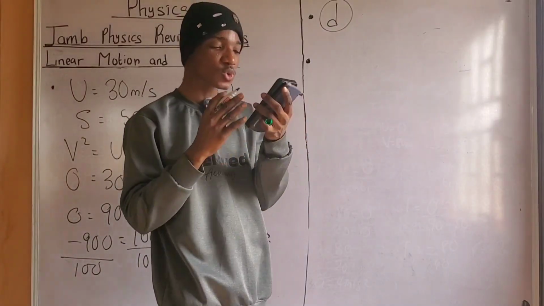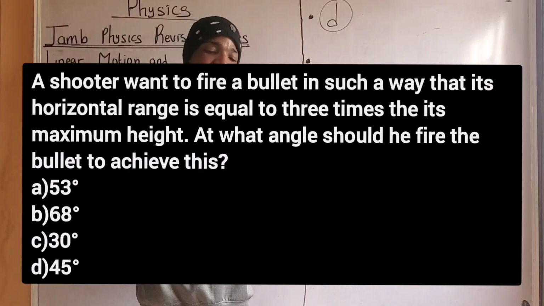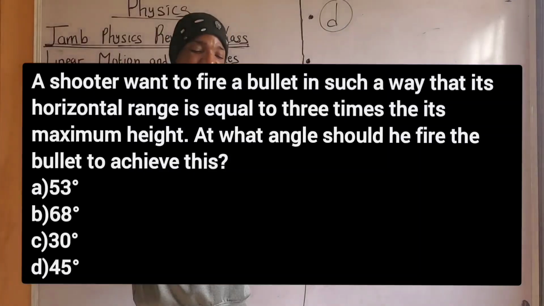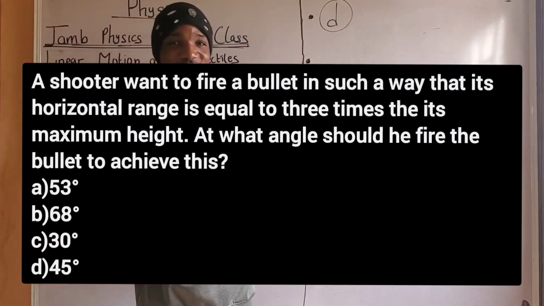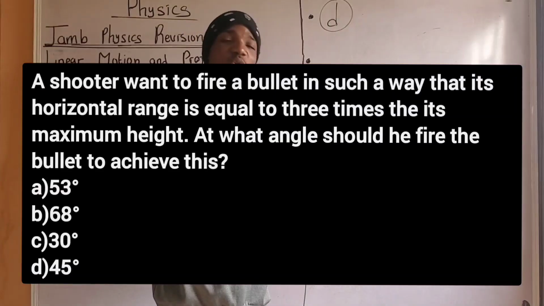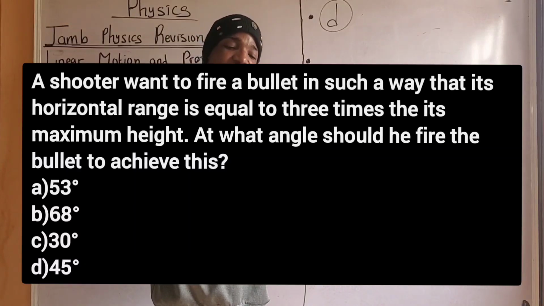A shooter wants to fire a bullet in such a way that its horizontal range is equal to 3 times its maximum height. At what angle should he fire the bullet to achieve this? Wow, what a beautiful question. This question is from projectiles, okay? So what is the angle that the shooter must fire the bullet in such a way that the range will be 3 times the maximum height?